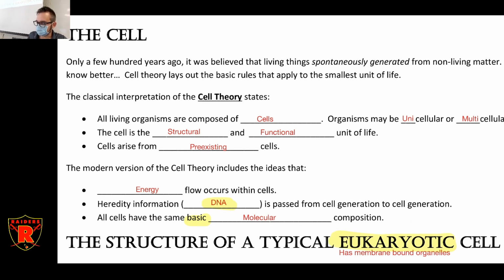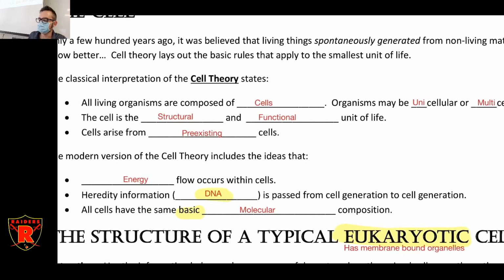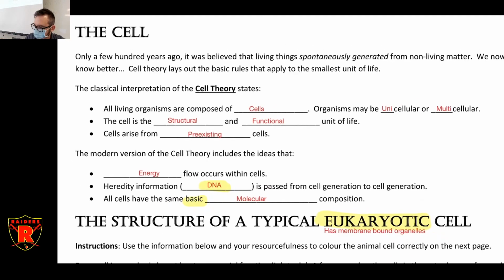And this probably came up during our diversity unit as well, but all cells have the same basic molecular composition. Cell membranes are basically the same in every living thing. The DNA and the way DNA is constructed is conserved among all living things, and that's because they're related to each other. There's a conservation of these basic molecules that are used to compose all of that stuff between all living things. And tomorrow we'll get into what those molecules are, the basic molecules of life.